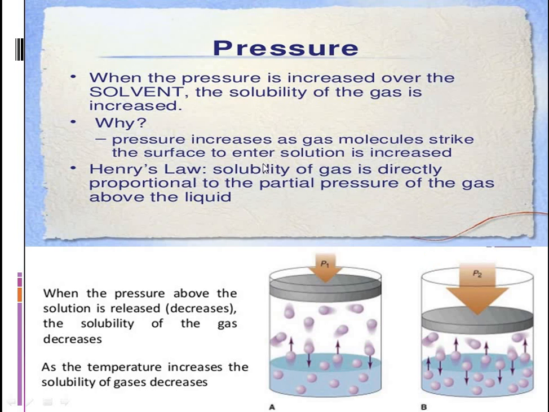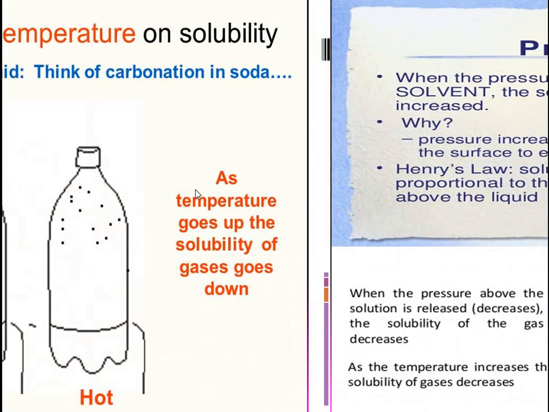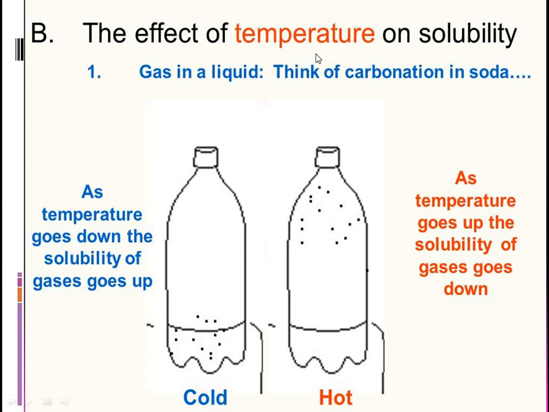This is what Henry's law says, that the solubility of a gas is directly proportional to the partial pressure of the gas above the liquid. Now the second is the effect of temperature on solubility. So we have two cold drink bottles. We can say that as temperature decreases, the solubility of a gas increases.